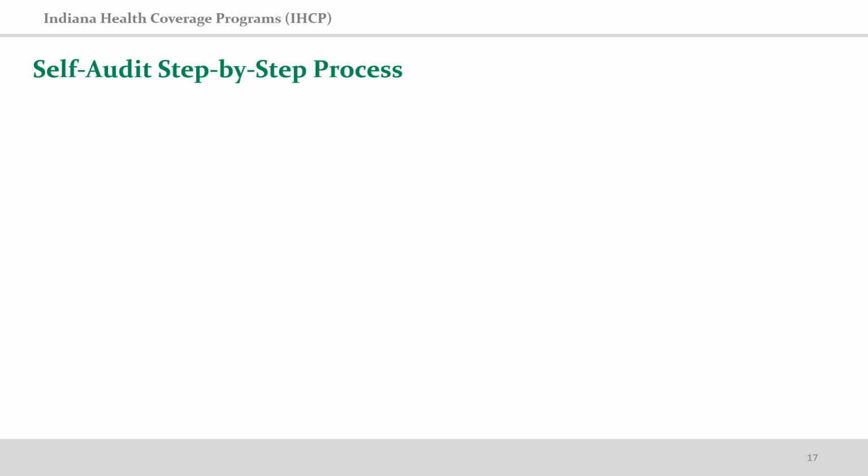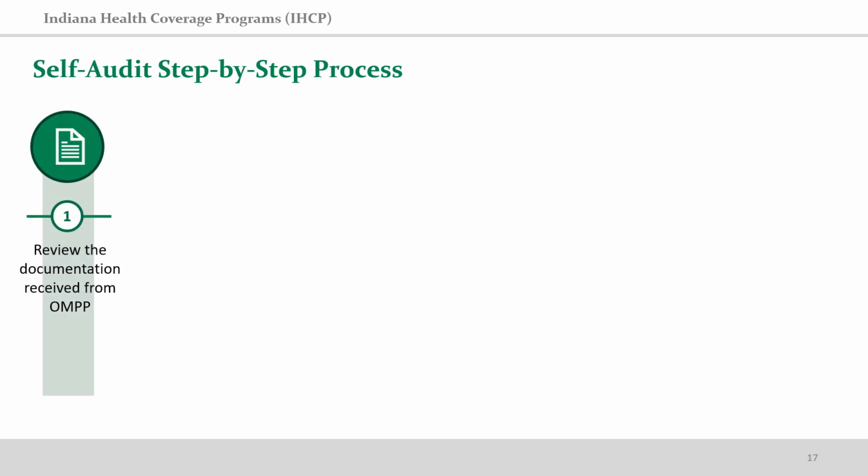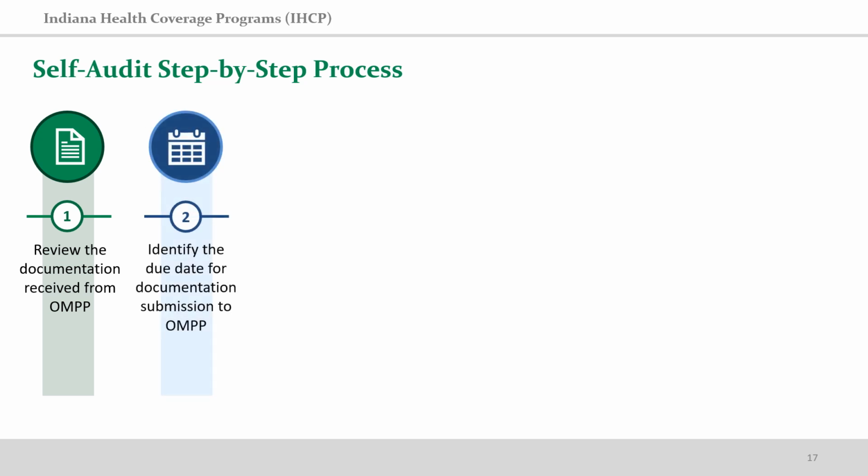Now that you understand the documents that you will receive, let's review the steps you will complete in the self-audit process. Step 1. The provider should thoroughly review the documentation received from OMPP, including the SAN letter, Attachment A, and Attachment B. Step 2. Identify the due date for documentation submission to OMPP, which is 45 days from the day that you receive the letter from UPS.